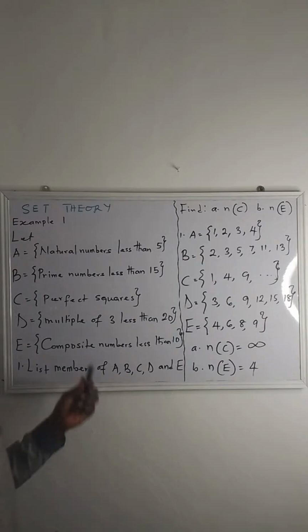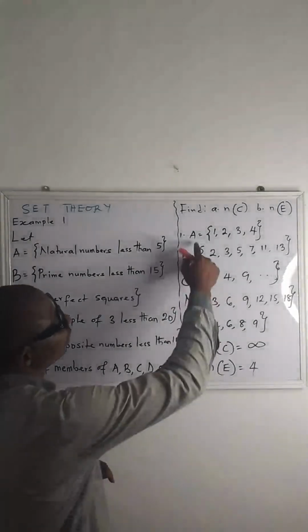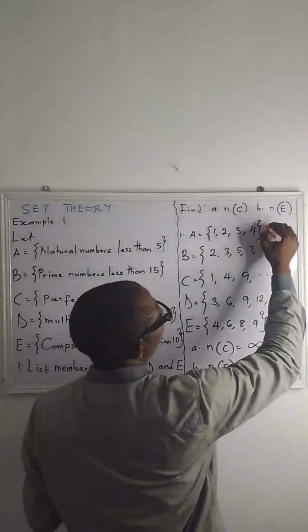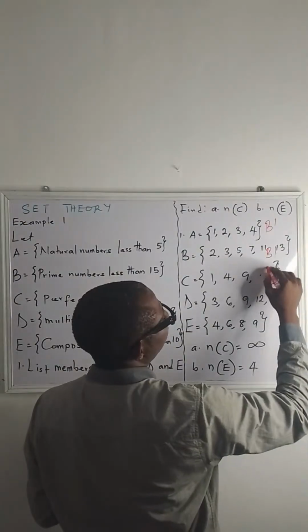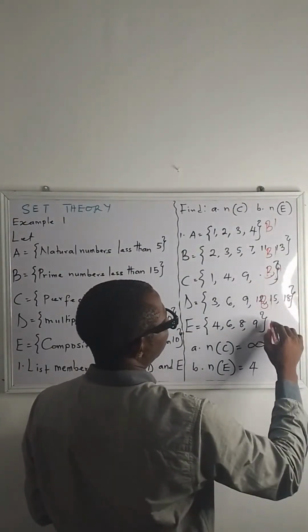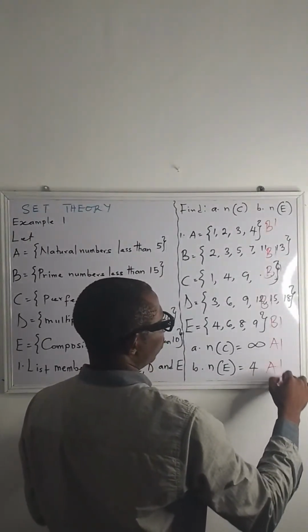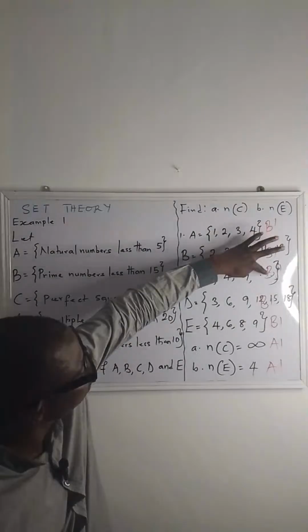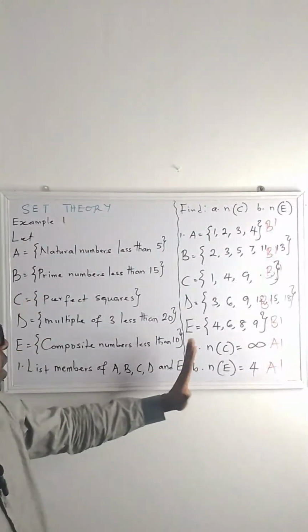Now suppose this is given in an exam. For listing each member of each set, there will be a method mark B1 for each, B1, B1, B1, and A1, A1. So how many marks? 1, 2, 3, 4, 5, 6, 7. You have 7 marks altogether for that question.